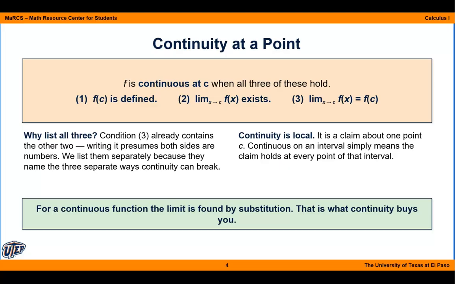Continuity is a local property. It describes what happens at one particular point. A function is continuous on an interval when these conditions hold at every point in that interval. For a continuous function, we may find the limit by direct substitution. That is the practical benefit continuity gives us.